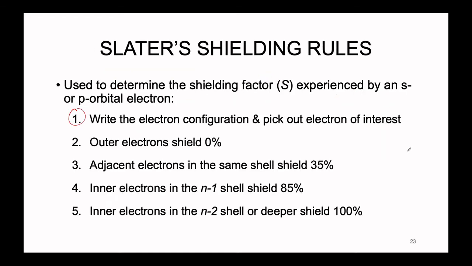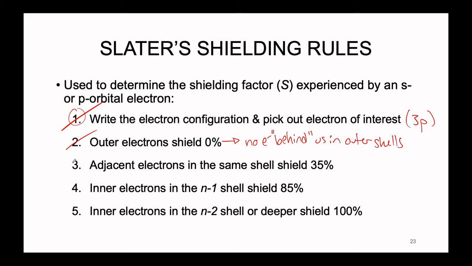All right, so rule number 1, check. We have written out our electron configuration, and we have picked out the electron of interest to us. This is one of our 3p valence electrons. Now, outer electrons shield us 0% of the time. Since we are in the outermost valence shell and subshell, there are no electrons behind us in outer shells. So we don't really have to pay attention to this rule. We can just skip right over it. It doesn't apply to us.